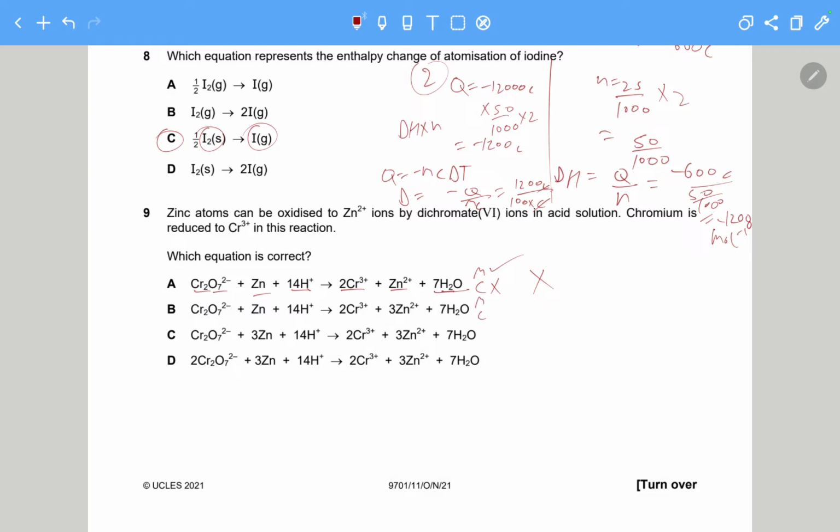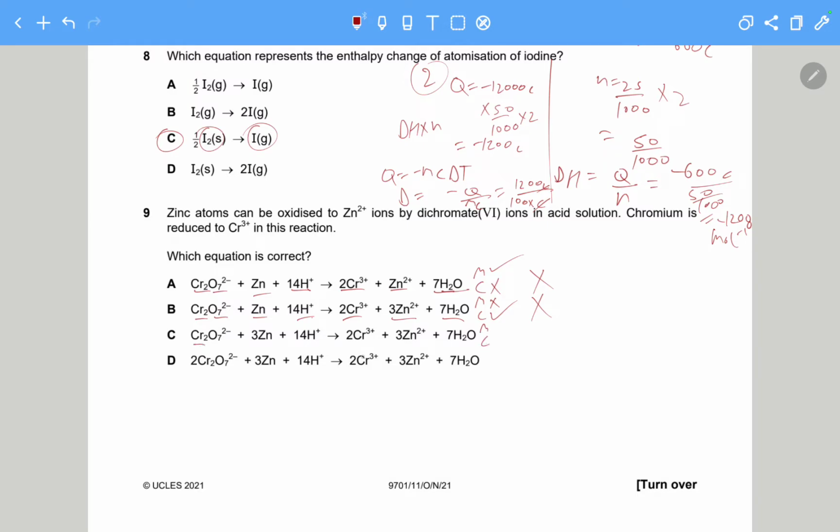Same for B. 2 chromiums, correct. 7 oxygens, correct. 1 zinc on the left, 3 zincs on the right, that's not possible. And 14 hydrogens. So moles are not balanced. Don't even bother looking at the charges, because the moles are not balanced in the first place. But let's look at the charges as well. −2 plus 14 is +12 on the left side, and on the right side we have +6 plus 6, which is 12. So the charges are balanced, but moles not balanced. So this is wrong.